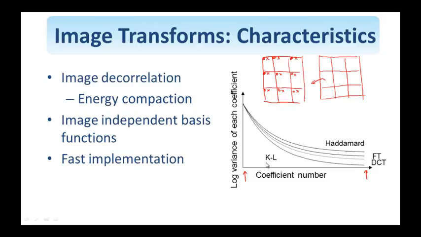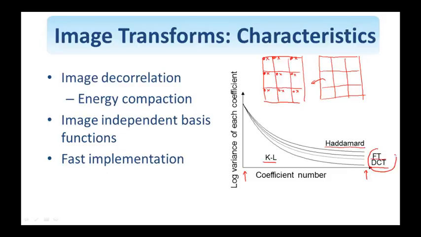So we compare here the so-called KL, or Karhunen-Loève transform, which results in statistically independent coefficients. However, the bases in this case are functions of the image, more specifically of the autocorrelation function of the image. We also show here the performance of the DCT, the discrete cosine transform, the Fourier transform, and the Hadamard transform.